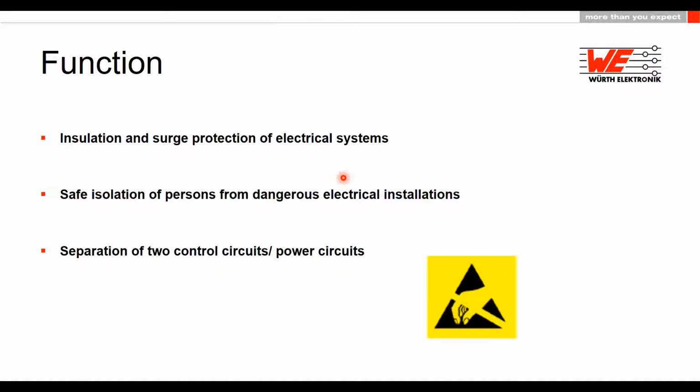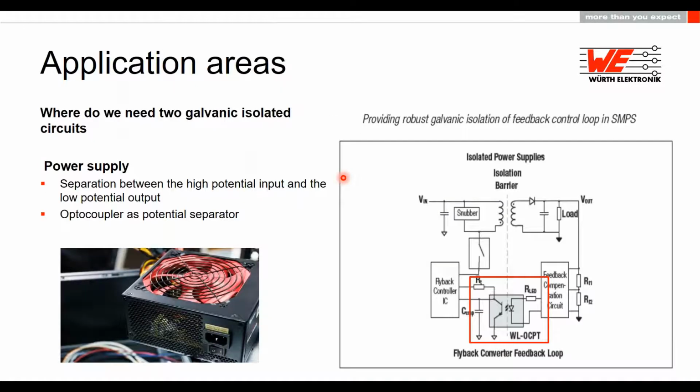Another function of it is to isolate low power control circuits from high power circuits, such as motor drive applications. So this is the main function of an optocoupler. And now I just want to present to you some application areas where you can find this optocoupler.